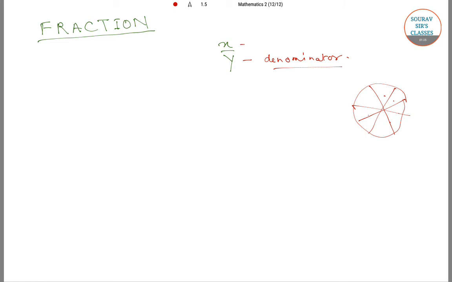And x, the upper part, is numerator, which indicates the number of parts taken into consideration for use. So this pictorial representation is 3 by 8, as the total thing is divided into 8 parts and 3 parts are taken into consideration.